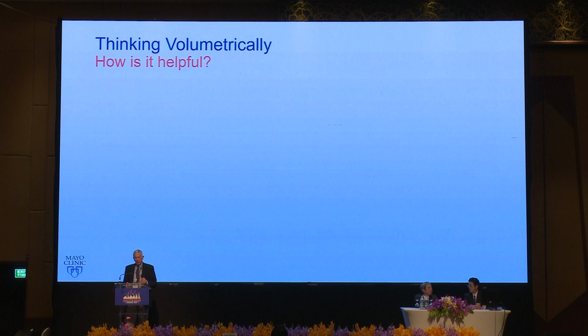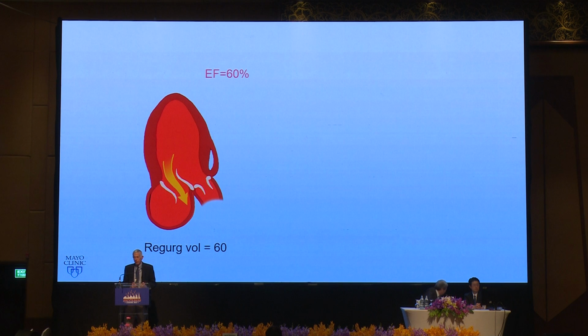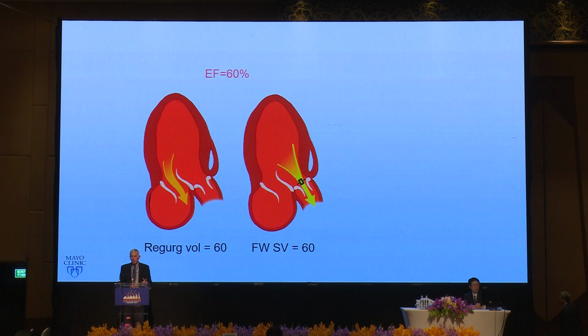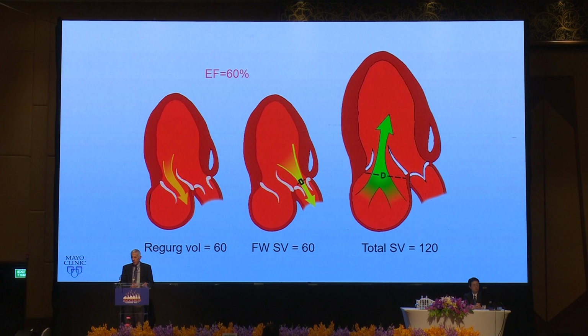Now, we're talking about thinking volumetrically. How is that helpful? First of all, it helps you understand what severe regurgitation is. If you have a regurgitant volume of 60, and you have to stay with me here for a minute, this is simple math you can do on a napkin. If you have a regurgitant volume of 60 and a patient walks into your clinic, they must have a forward output of 60, right? And that means they have a total stroke volume of 120. And if you had a total stroke volume of 120 and a regurgitant fraction of 60, that means you have an end-systolic volume of 200. Pretty simple math.